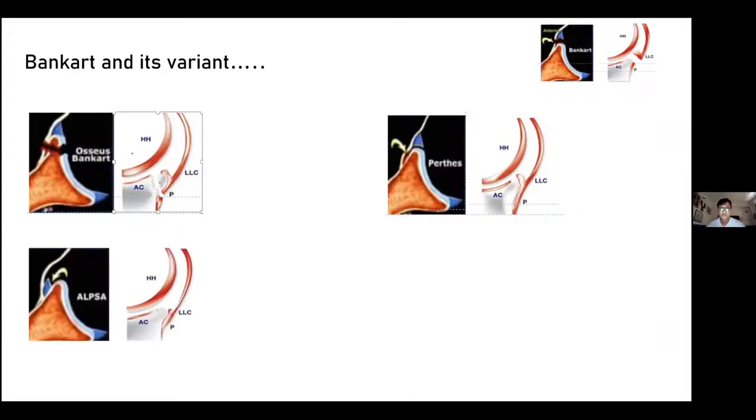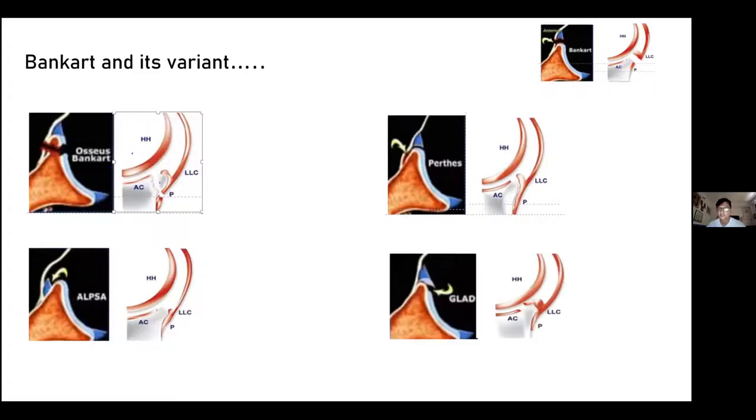And if the labral tissue gets detached and migrates medially and inferiorly, and usually heals over that side with fibrous tissue, then that is an ALPSA lesion, anterior labroperiosteal sleeve avulsion. And there may sometimes be detachment of the glenoid labrum, articular cartilage at the margin, just adjacent to the labral tissue. Then that is called a GLAD lesion.